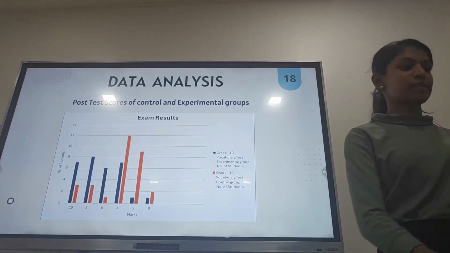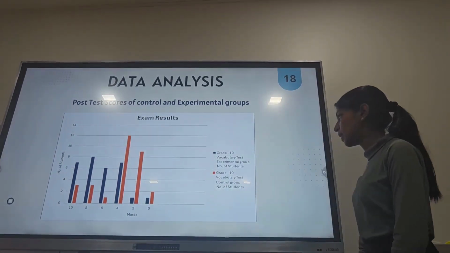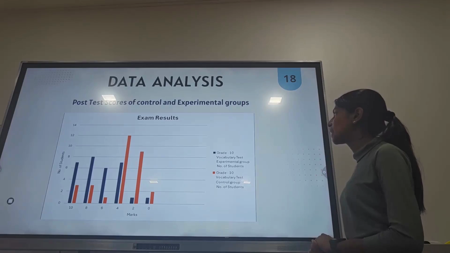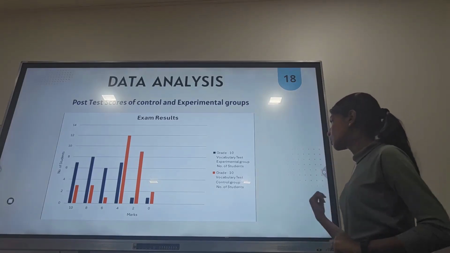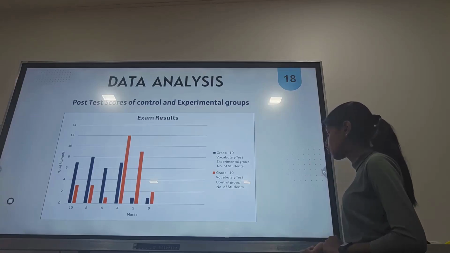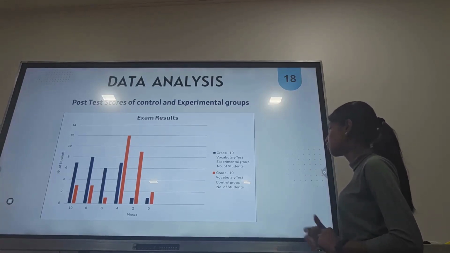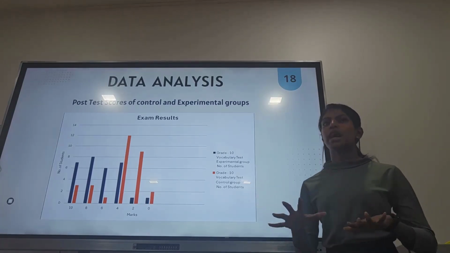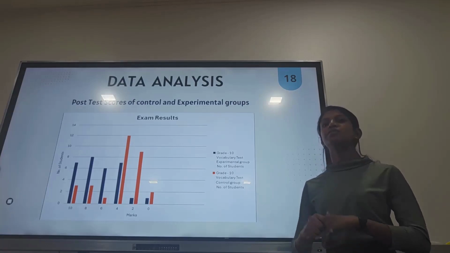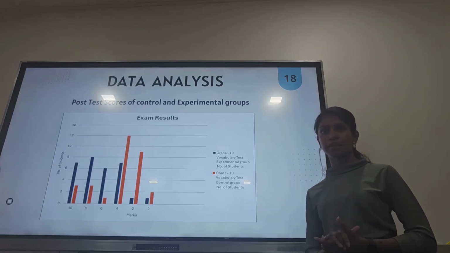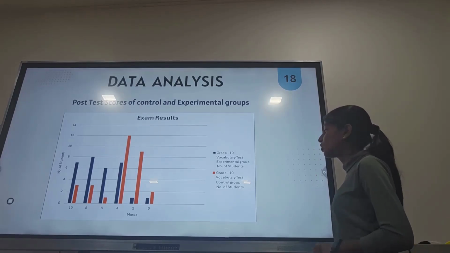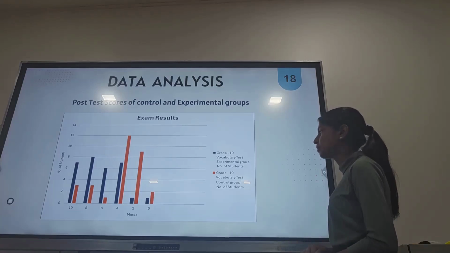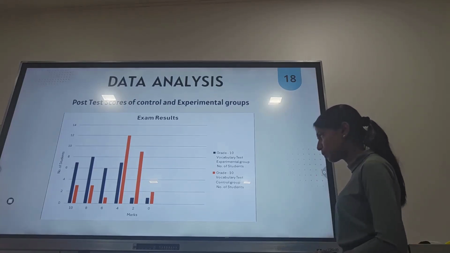Moving on to the data analysis chapter, this is a summary of my data. This graph shows the post-test scores of my control and experimental groups. The orange shows the performance of the control group, and the blue shows the experimental group. As you can see here, the students were average level students. There were students from different proficiency levels in that class. According to that, the experimental group has scored more than the control group.